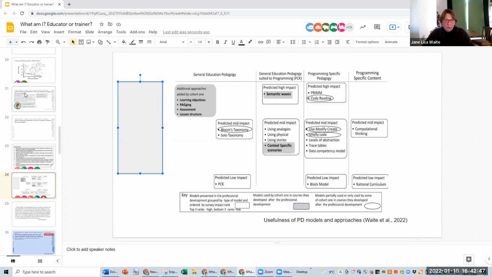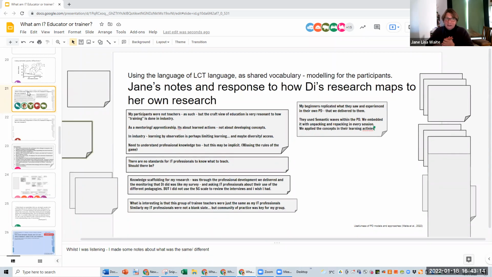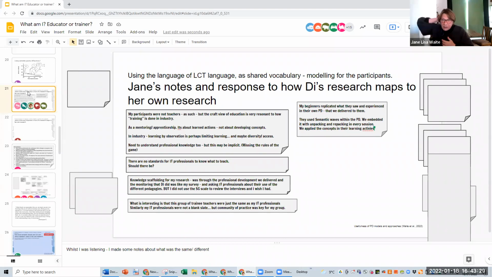So I'm now going to take you to slide 21, and all I'm doing here is exemplifying what I'd like you to do now, and that is I was making notes whilst Di was talking, and I was thinking to myself, what Di has done, how does that relate to my experience of my research? And first of all, my participants were not teachers. They saw themselves as trainers, really, when they walked through the door. And in fact, there's a quote on slide 25, which I'll show you in a minute, which really exemplifies this. And they saw what they did as being Gove's view of the world.